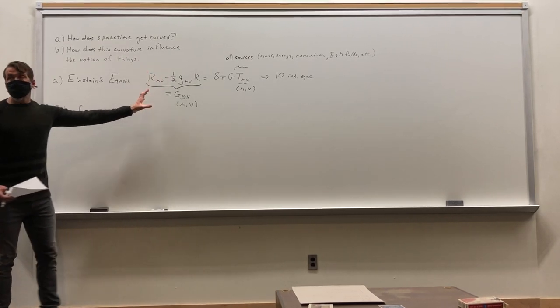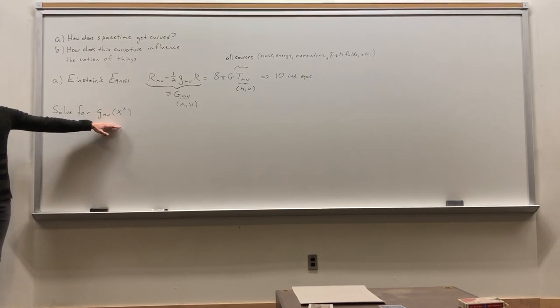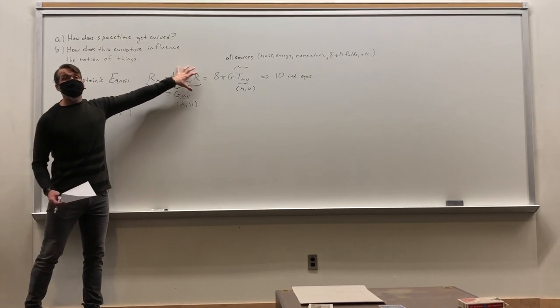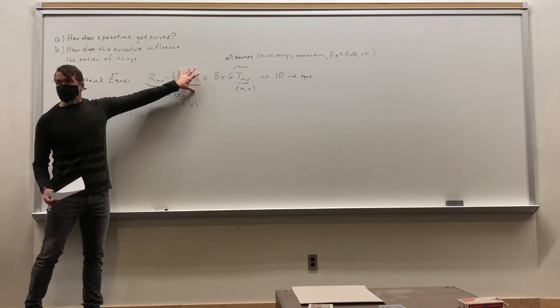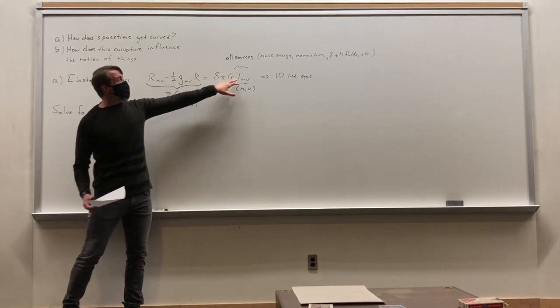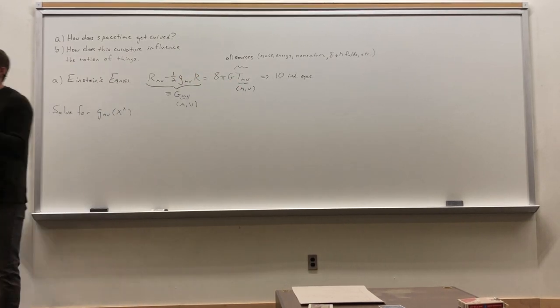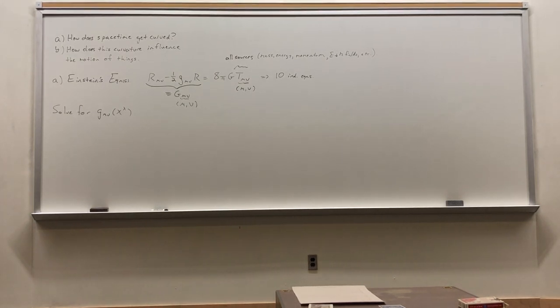These you can construct from the metric. So what I'm saying is if I gave you the metric, you could just calculate the left-hand side. You don't have to solve it. It's just a given. And that would give you T mu nu. Okay? You're going to get to do that in your homework. That's the easy part. Yes?